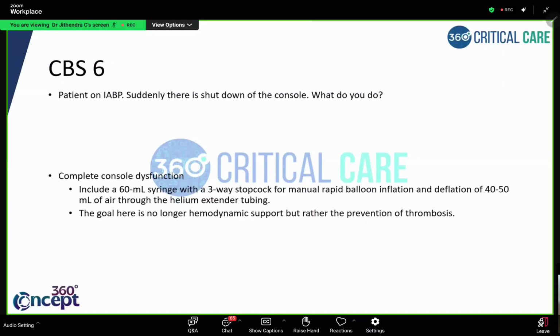You will do it manually using a 60 ml syringe, but your intention is not to support the heart. It is not for cardiac support, but only to keep the balloon moving so that it will not allow any clot to form. Okay, so this is another answer.